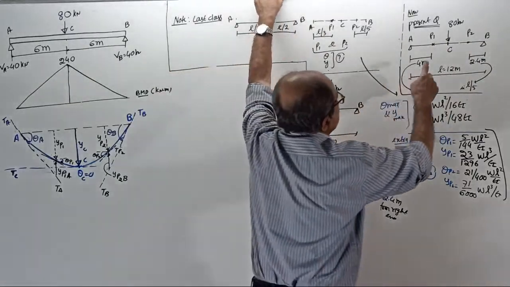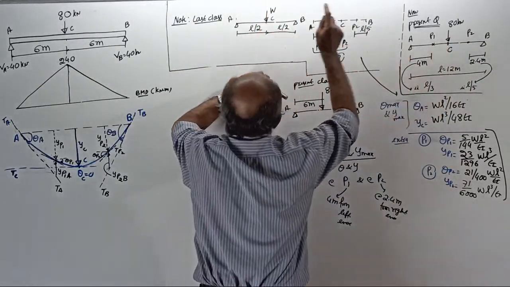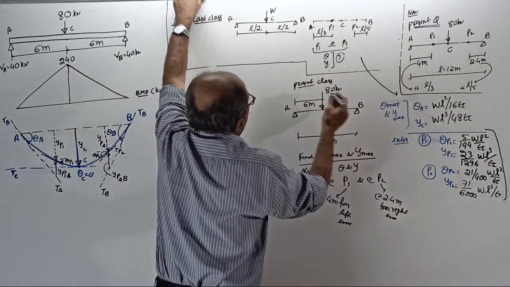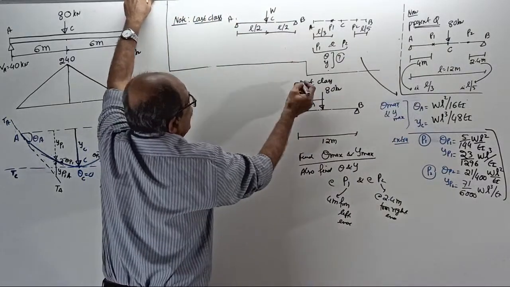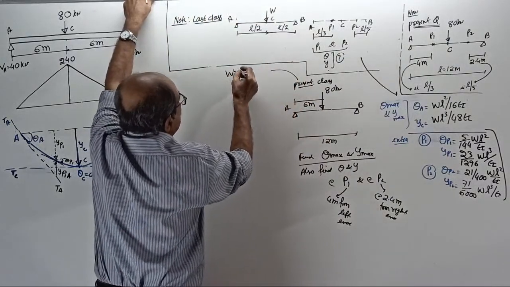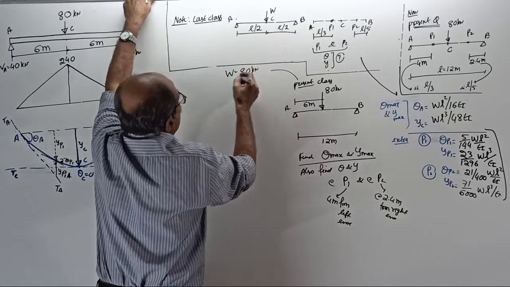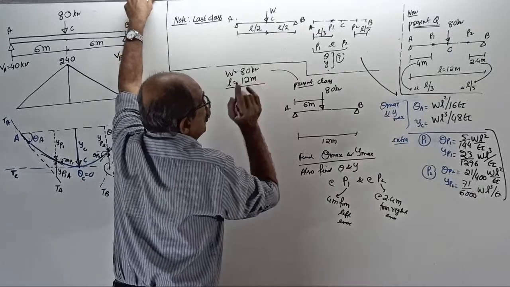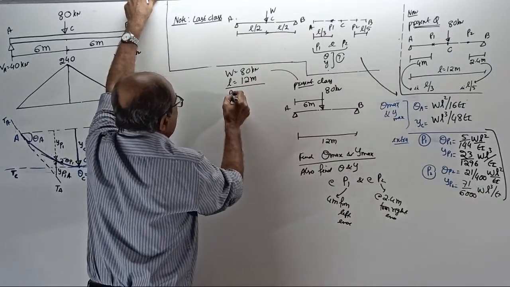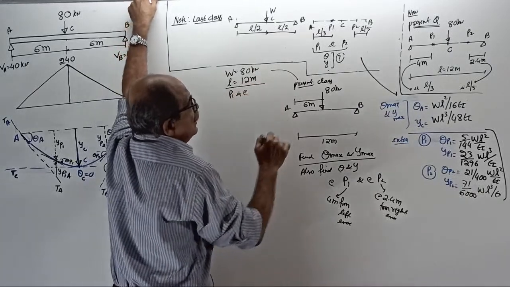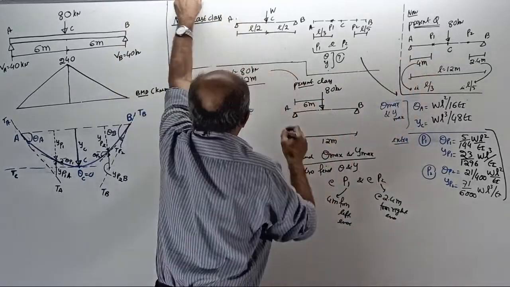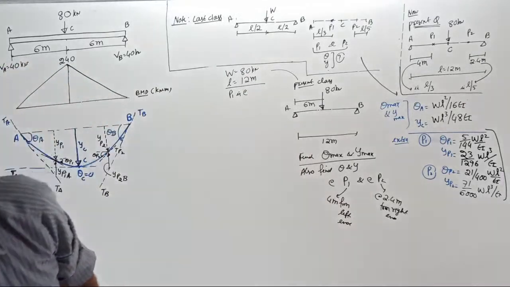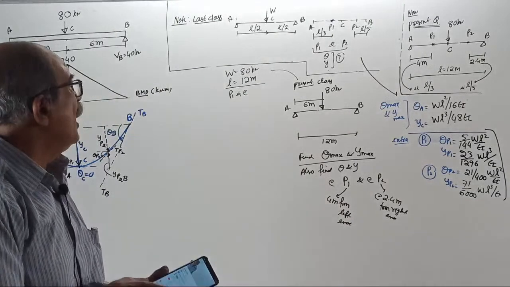If I take this question and compare it with our last class question, can you compare? For the present question, your W will become 80 kilonewton. Your span is how much? 12 meter. Now, P1 is at how much? 4 meter from the left hand. Span 12 meter, so 4 by 12. What is 4 by 12, in fraction format, not decimal?